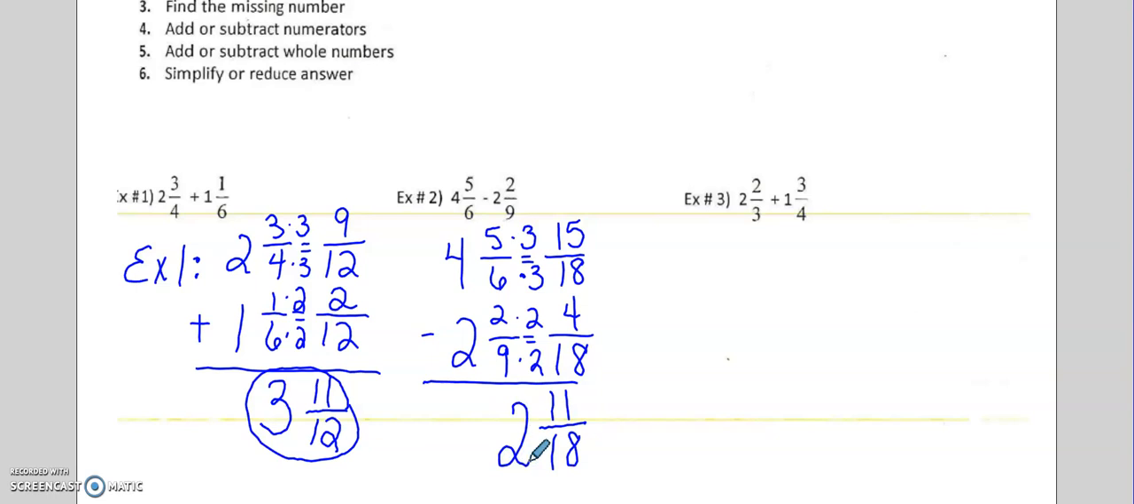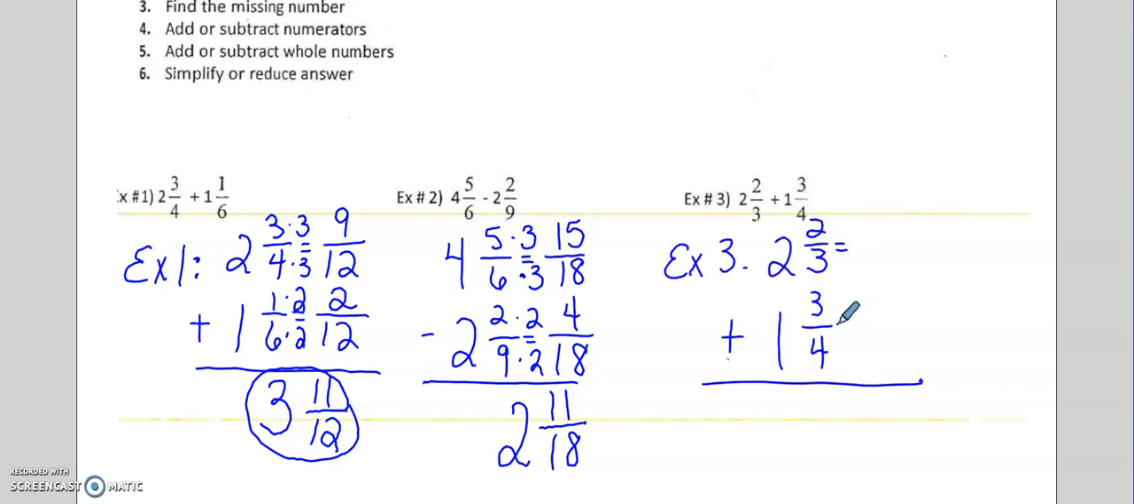All right, last problem. Once again, do this one on your own and then check it with me. I found my common denominator to be 12. I multiplied times 4 on the first one, and I got 8/12. Times 3 on the second, and I got 9/12. Now I'm going to add them up, and I get 8 plus 9 is 17/12. Then I add the whole number, which is 3 and 17/12.